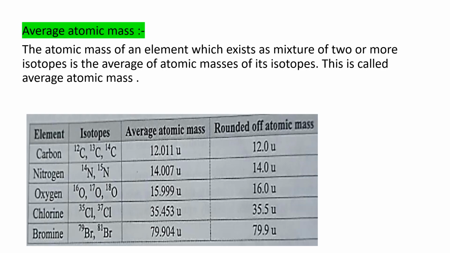Then how to calculate the average atomic mass? When we take the addition of all these masses of the isotopes and we take the average of that, then we will get the average atomic mass. And we are taking it as a rounded figure according to the calculation.